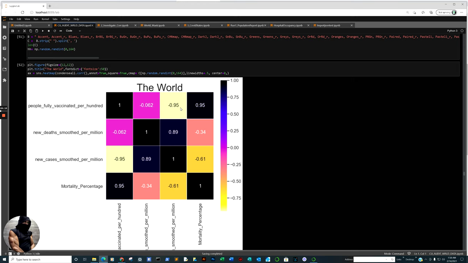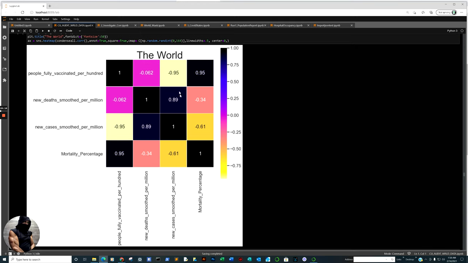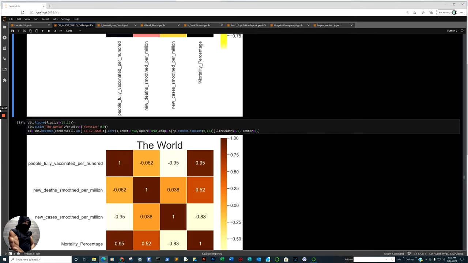There's our correlation. Again, it's interesting. New cases per million, people fully vaccinated. You could say that if you didn't have all the data, you would say, oh, there's a strong correlation between vaccines and transmission. And you'd also say there's a strong correlation between vaccines and mortality percentage. So think about that. Obviously, there's not, but it still looks like that.